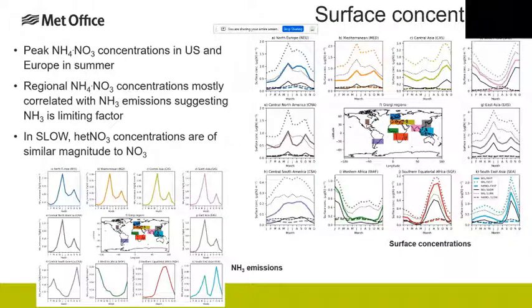So now looking at the seasonal concentrations, you can see over the US, which is figure E, and over North Europe and the Mediterranean, the concentrations peak in the summer and in the autumn. And this seems to be very well correlated with the ammonia gas emissions, and this suggests that ammonia is the limiting factor controlling ammonium nitrate concentrations in our model over lots of regions. You can also see that in the slow simulation, the coarse nitrate concentrations are of a similar magnitude to the fine mode nitrate, and this may be a way to determine which of the uptake coefficients is more appropriate.